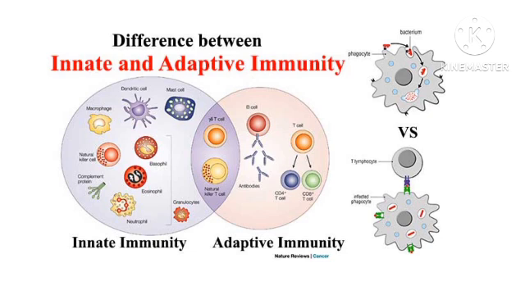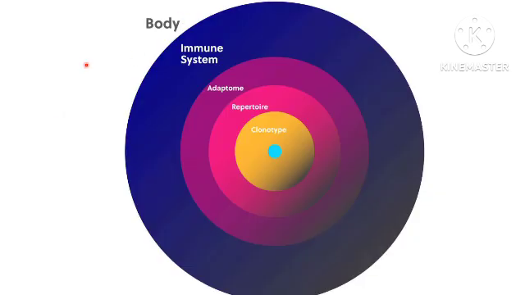So this is just to show you that T and B cells constitute adaptive immunity and the remaining cells constitute innate immunity. If you think that this white portion of the slide is your body, then the blue color here represents immune system.